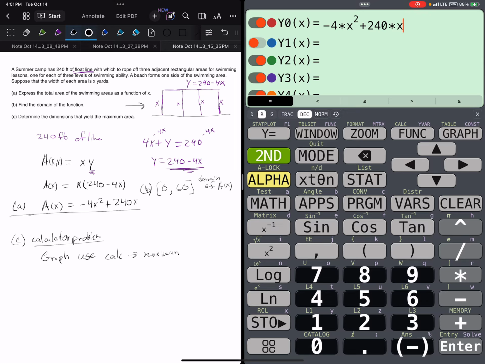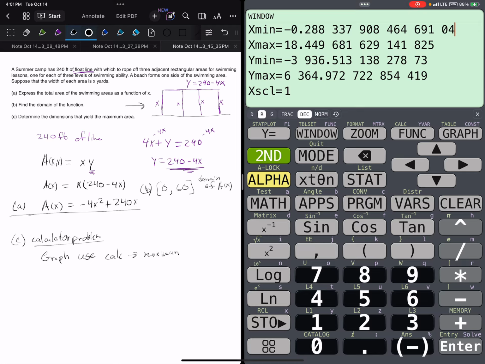That's my function. And so now I want to graph this, but before hitting graph, I want to go to my window, because that random window of whatever I graphed last time is not likely to be a good window. Now, what should these values be? We've got a pretty good idea for the x-min and the x-max because I know the domain of my function. The only x values that make sense are those that are between 0 and 60. And so the only x values that I really want to see on my graph are the values between 0 and 60.